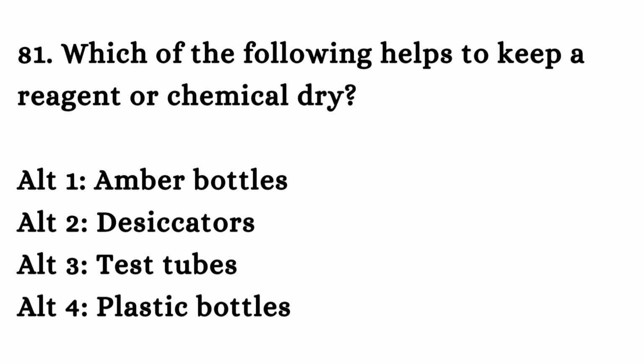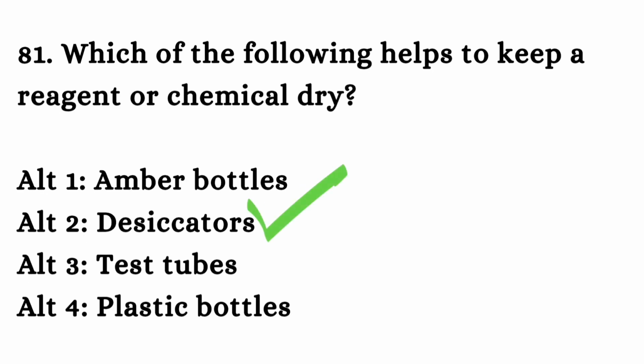Next question. Which of the following helps to keep a reagent or chemical dry? Option 1 amber bottles, option 2 desiccators, option 3 test tubes, option 4 plastic bottles. In which of these following containers is a chemical kept dry? The right answer is option 2 desiccators.